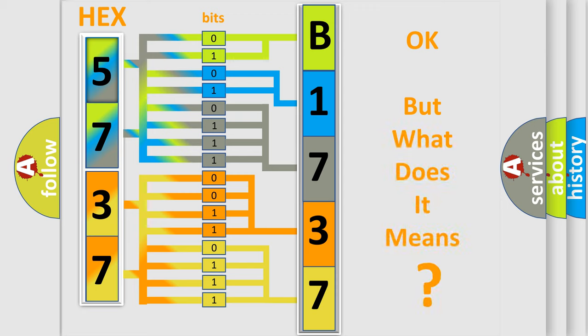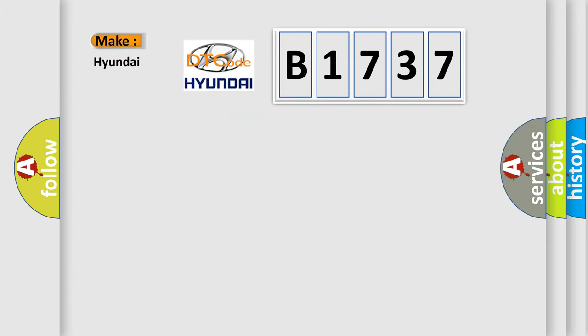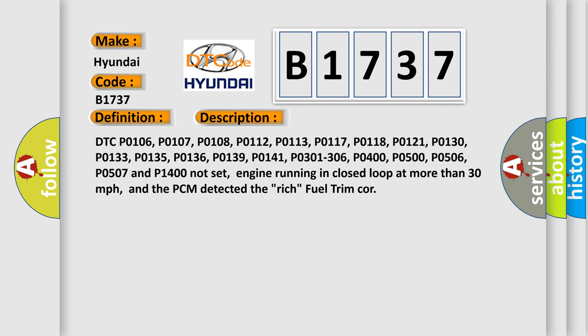The number itself does not make sense to us if we cannot assign information about what it actually expresses. So, what does the Diagnostic Trouble Code B1737 interpret specifically for Hyundai car manufacturers? The basic definition is system too rich bank. And now this is a short description of this DTC code.